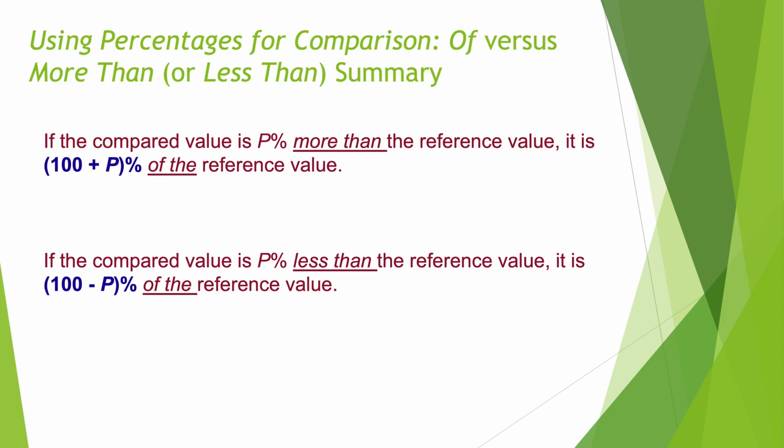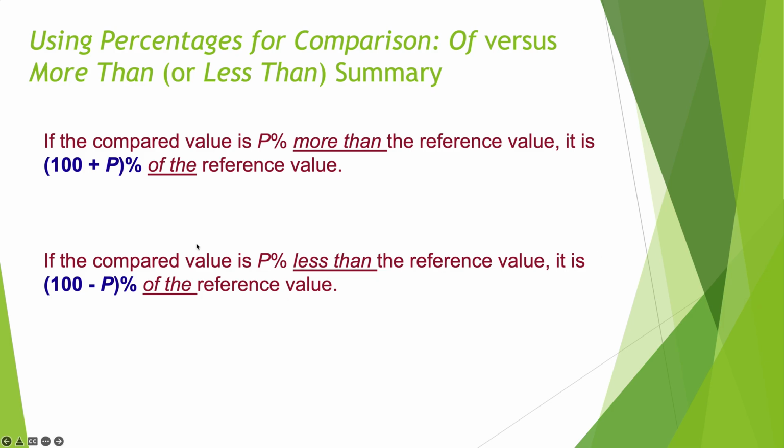Or maybe two. Using percentages for comparison. Of versus more than or less than. If the compared value is more than, you add that value. And that's what we did when we said the 100% plus the 50%. If it's less than, we subtract the value. And listen, that makes a lot of sense, right? More than is always an increase. You're going up, you're adding. And less than is always a decrease. So you're going down, you are subtracting.